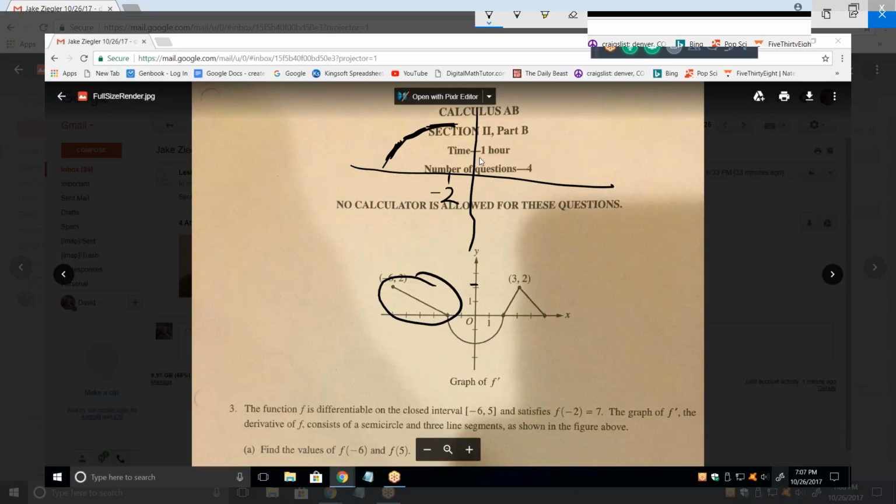Now it says that f of -2 is 7. Yeah, this is the original function. So that point has to be 7. So I can't be too far off with that, comparing it to that. Now, let's see if we can finish drawing the graph of f, because that may actually answer our questions a little bit better.